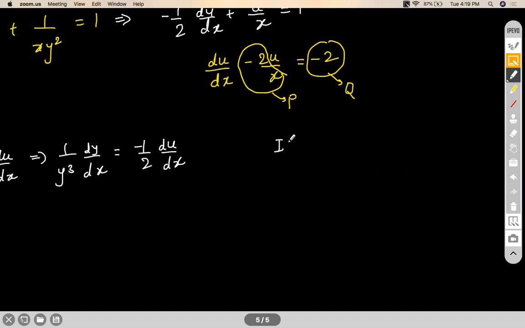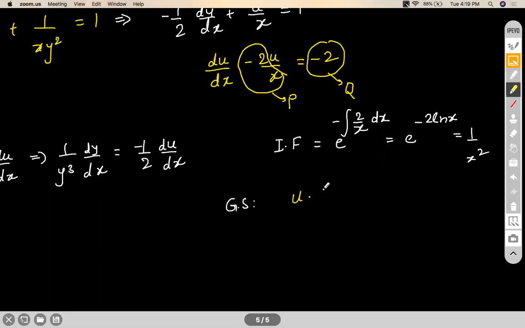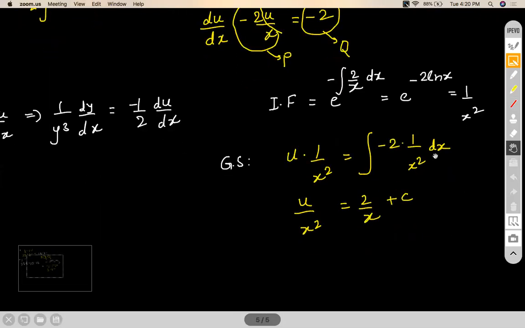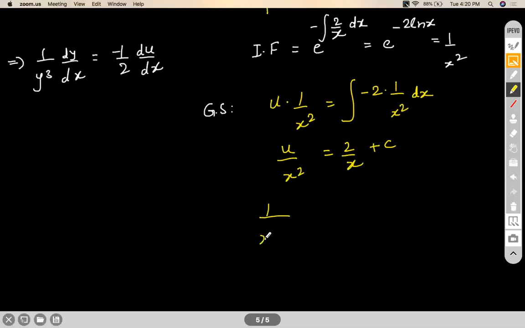So your integrating factor over here would be what? Integrating factor will be e to the power integral of minus 2 by x dx, which is e to the power minus 2 ln x, which is actually 1 by x square. So your general solution would be u times integrating factor equal to integral of minus 2 times integrating factor dx. So this will become u by x square is equal to 2 by x plus c. Put your u back. u was 1 by y square, so it will be 1 by x square y square is equal to 2 by x plus c. This will become your general solution.